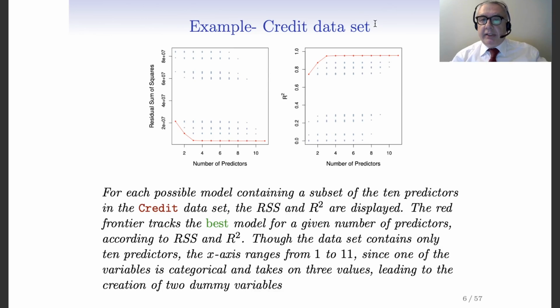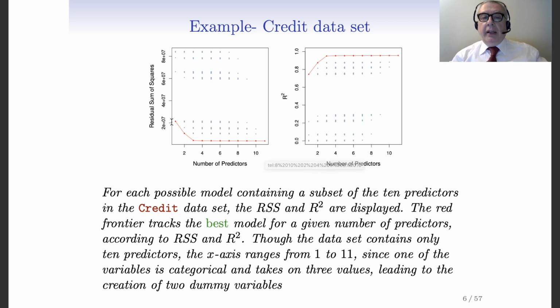So we consider the credit data set as an example, and in this case we have 10 predictors. Okay, and you can see that the number of predictors here goes from 1 to 11. Why 11? Because one of the variables is categorical, and therefore you need 2 dummy variables. Besides being categorical, the variable has 3 values. Therefore, it is a categorical variable that takes 3 values. As such, you need 2 dummy variables, and therefore one categorical variable with 3 values is going to generate 2 predictors that are the dummy variables. So we start with 10 predictors, but we have 11 coefficients.